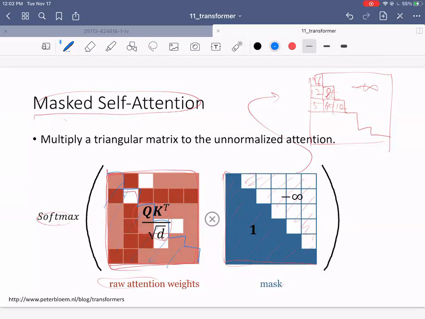These will be left intact, and these will all be converted to negative infinity. And the reason that we use negative infinity is that only when you use negative infinity, followed by softmax, do you get the zero probability. Because softmax is a probability converter, basically.